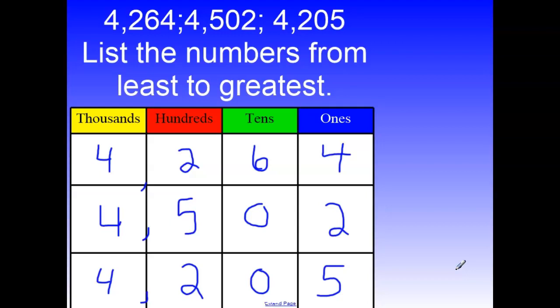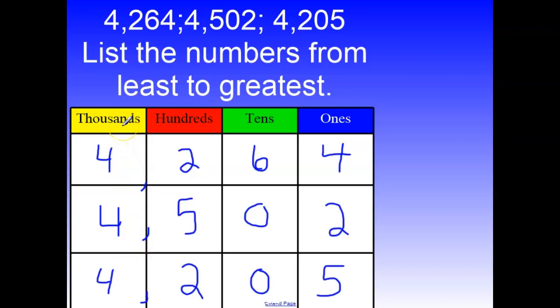What I'm going to do first is start in my largest place value, and in this case it's the thousands. So if I take a look at the thousands place on all three of those numbers, I can see that they all have four groups of 1,000 or 4,000, which tells me they're tied with each other. They all have the same value.